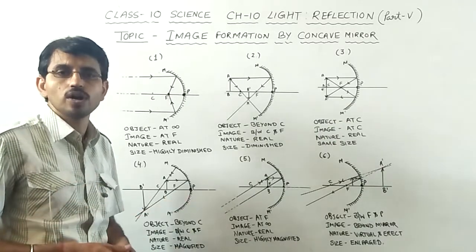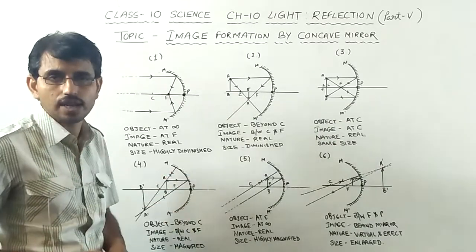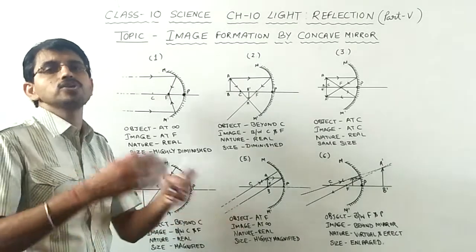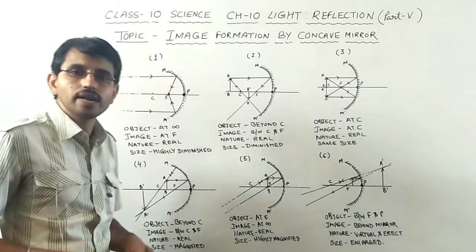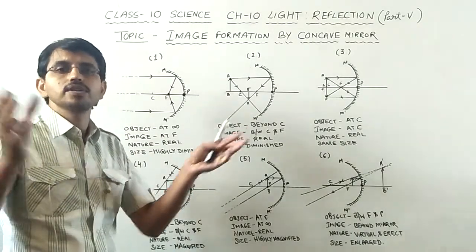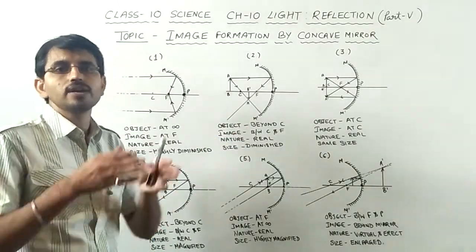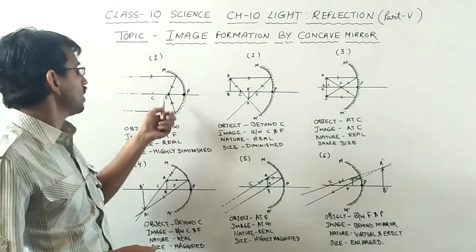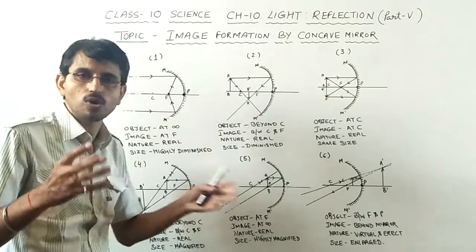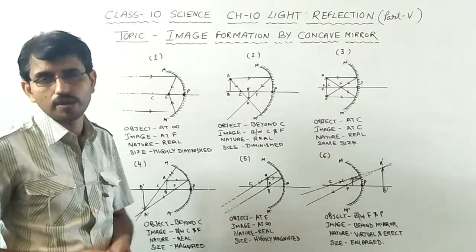This is used in the solar cooker, so that the solar cooker converges the light rays at a point and the temperature rises quickly. The shape of the dish antenna is also concave, so that it converges the signals coming from the satellite to a point called the receiver. This is the use of this concave reflector or concave shape.